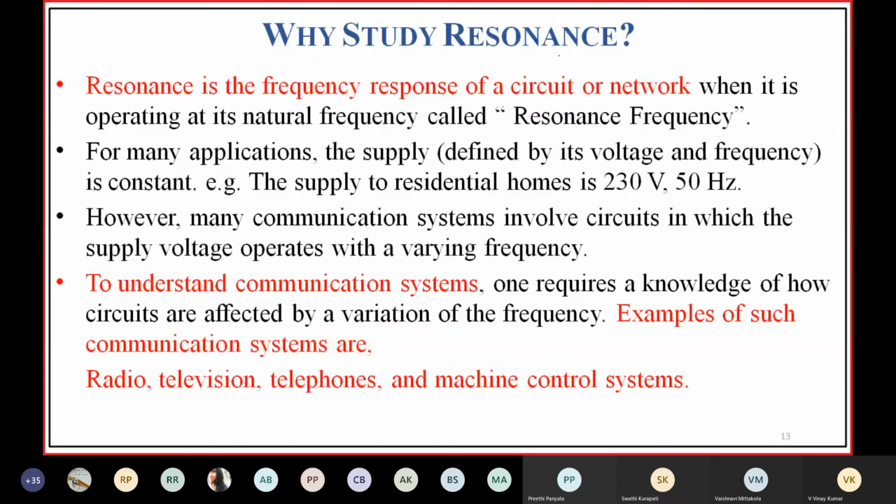Resonance is the frequency response of a circuit or network when it is operating at its natural frequency, called resonance frequency. Every object has its own natural frequency.